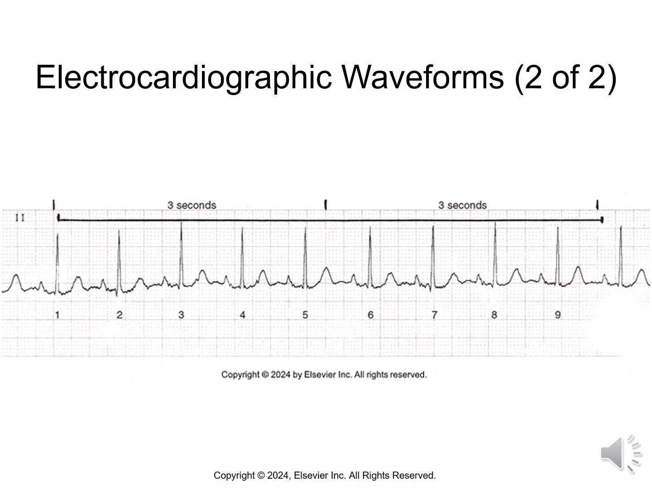In this example, there are 9 QRS complexes in 6 seconds. The heart rate can be estimated to be about 90 beats per minute.